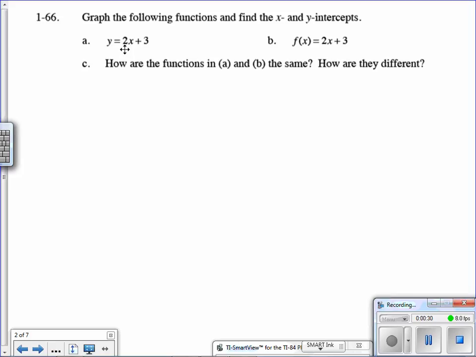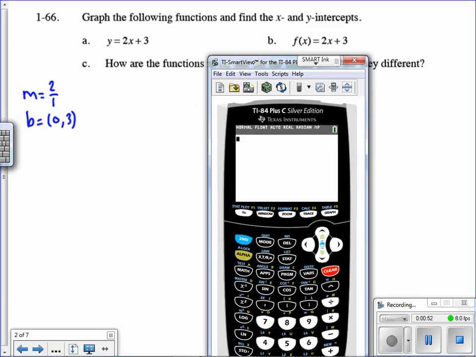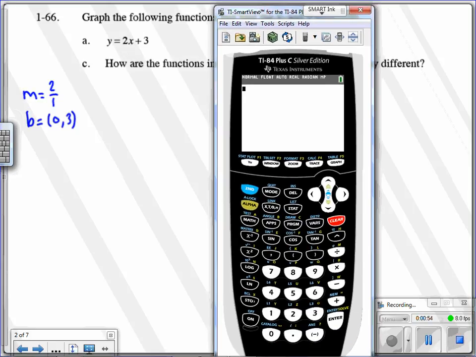We've got the same slope. Our slope is going to be 2 over 1, or rise 2, run 1. And our y-intercept there is going to be at the point 0, 3. So let's go ahead and graph it real quick. I'm going to use my graphing calculator to graph it. Might as well get a little practice on that.